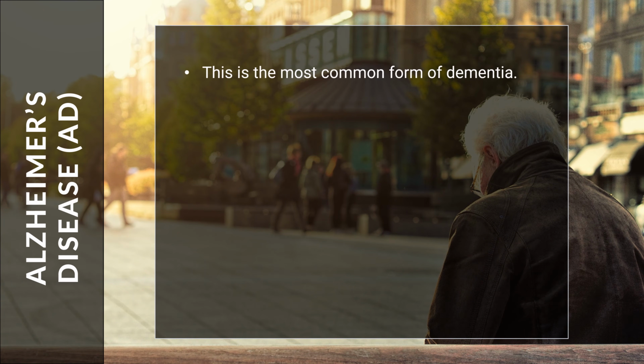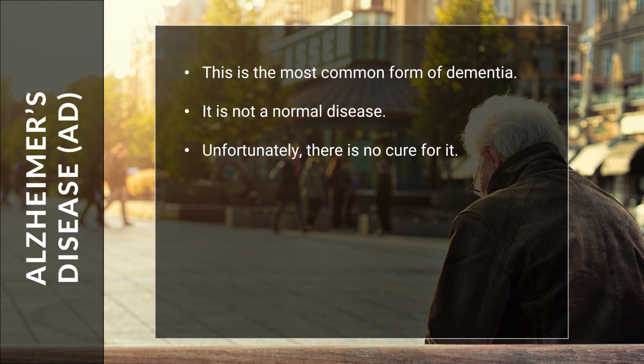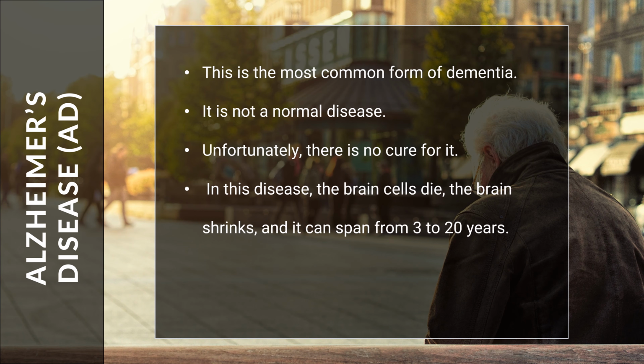Alzheimer's disease is the most common form of dementia. It's not normal to have it, just like sometimes people say depression is normal when you're older. No, it's not. The same thing with Alzheimer's: yes, it happens, we see it, but it does not mean it is normal. It is a pathophysiology of the brain. There is no cure for it. In this disease, the brain cells actually die. The brain shrinks. And the hard thing is this can last from 3 to 20 years.